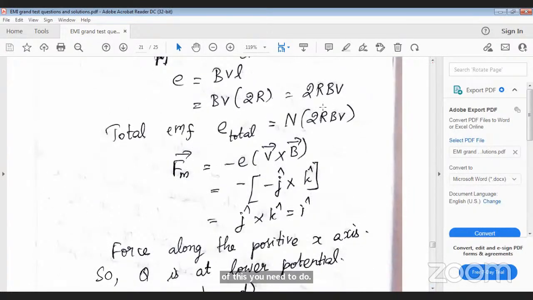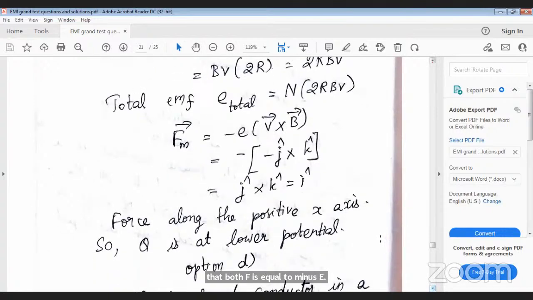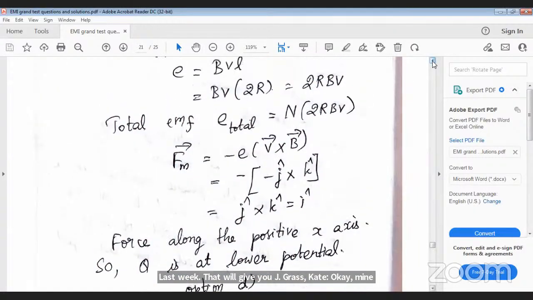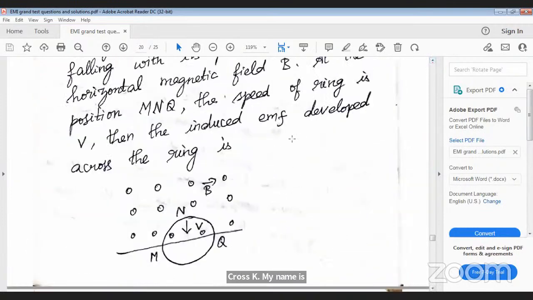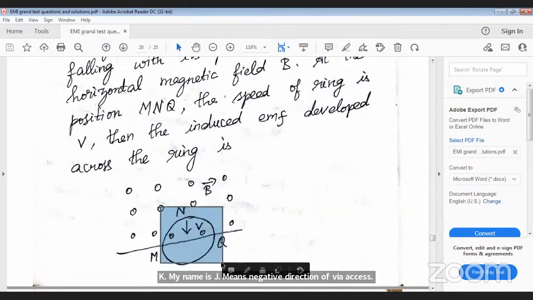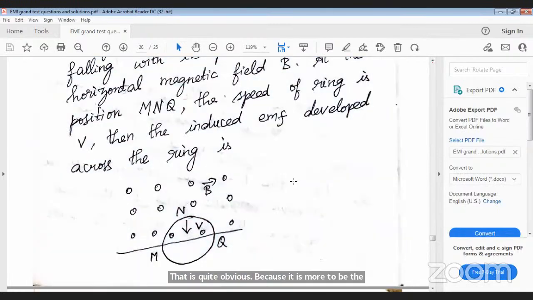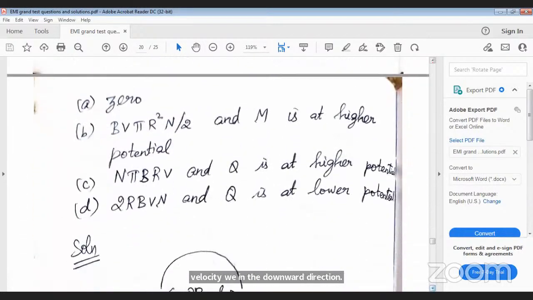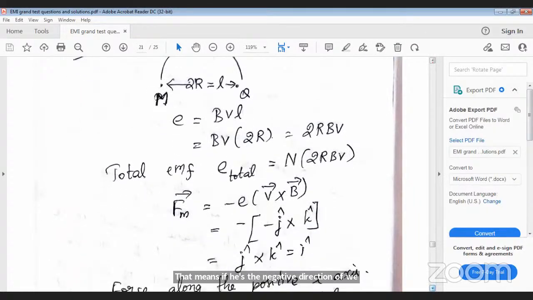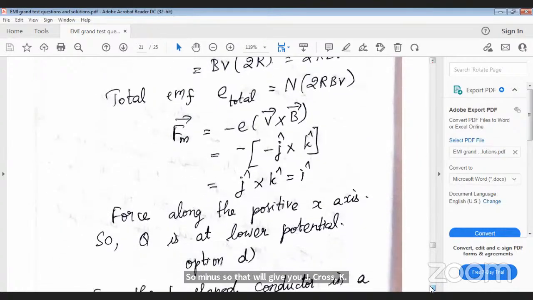Now you need to find out the force. F is equal to minus E into V cross B. That is minus J cross K. Minus J means the negative direction of the Y axis, which is quite obvious because it moves with velocity V in the downward direction. So minus J cross K gives you I. So the force is along the positive X axis.